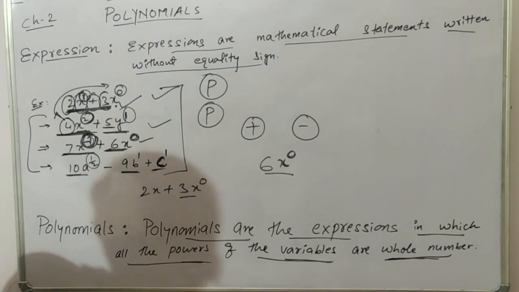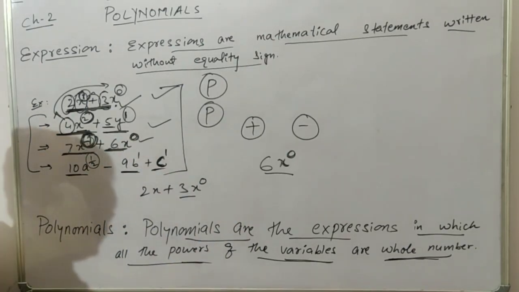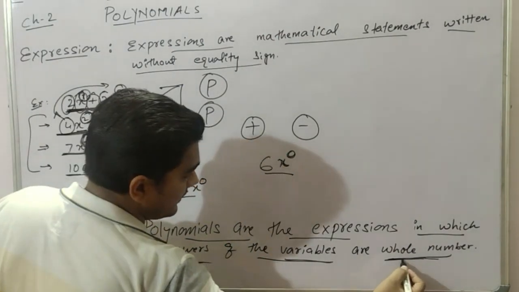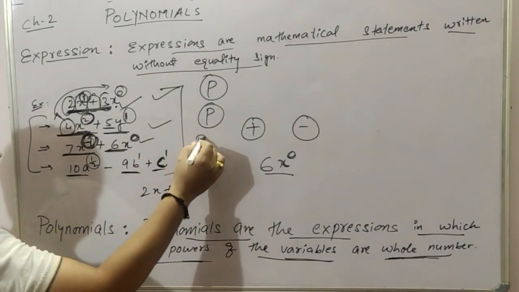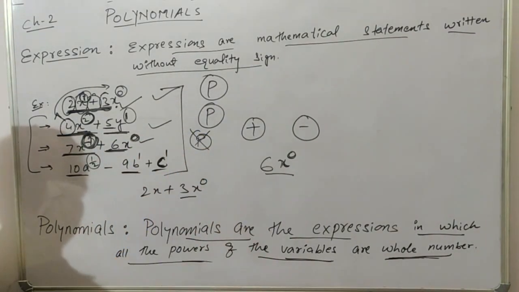And if the power is not a whole number, then we will not consider that as a polynomial. So this example is not a polynomial. Now come to the next one.